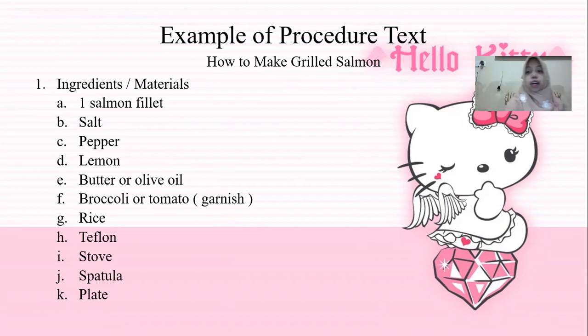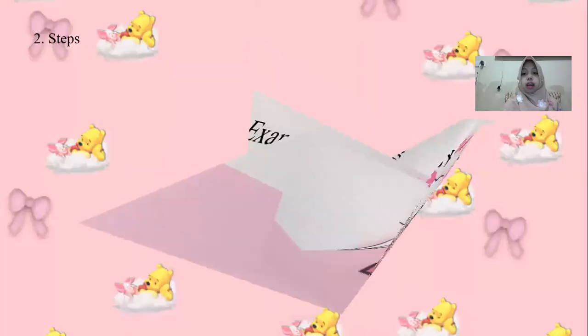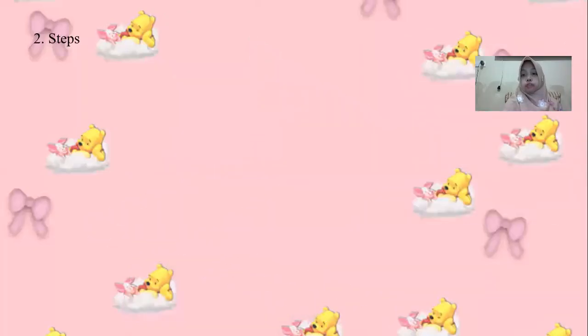Okay, now I will discuss the generic structure. The first is ingredients or materials for how to make grilled salmon. Yes, the first is one salmon fillet. Of course, salt, pepper, lemon, butter or olive oil, broccoli or tomato as a garnish, rice, teflon, stove, spatula, plate. These are the ingredients or materials. What are the steps of how to make grilled salmon?